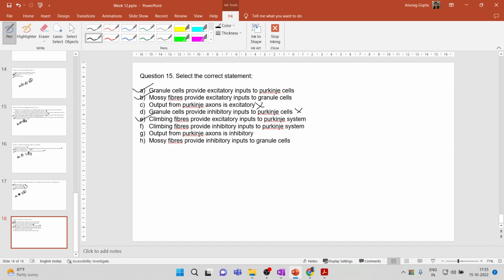Climbing fibers provide inhibitory inputs to the Purkinje system. This is false. Output from the Purkinje axons is inhibitory. This is also correct. Mossy fibers provide inhibitory inputs to the granule cell. This is false. Mossy fibers provide excitatory inputs to the granule cells. So the answer is A, B, E, and G.